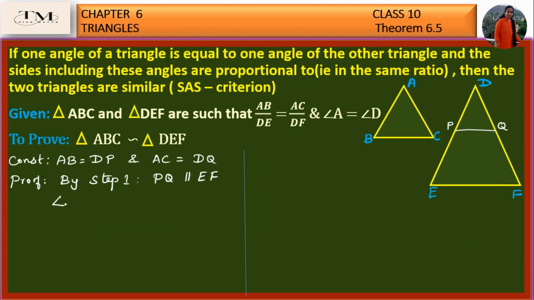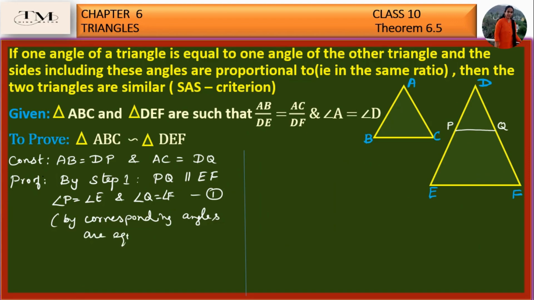Now we have angle P is equal to angle E and angle Q is equal to angle F. So let us assume this as 1. This is by corresponding angles are equal. Okay. I hope you can understand this concept which you have studied in the previous classes. Okay. Now we are moving on to step 2.